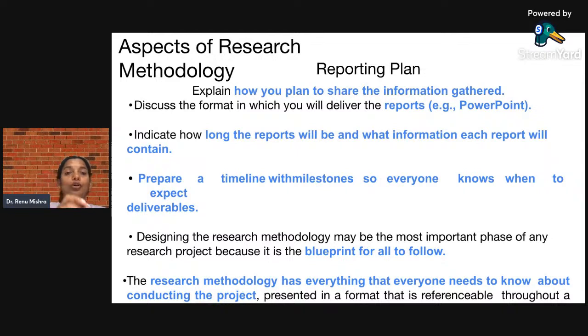So our entire reporting plan should be such that you can present the entire information in a dissected way: what, when, why, how, all that happened. And it should be presented in a format that can be easily read by everyone, because you are not doing research for yourself, you're doing it for others.